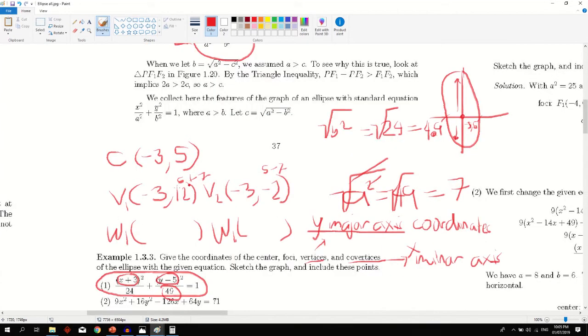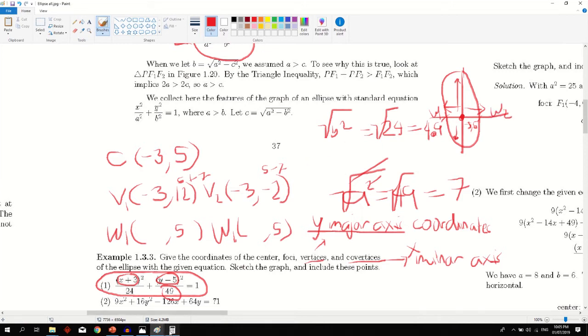Okay, so once again, this is the center. Then it will go left and it will go right. So the y will remain, because it is the major axis. Then for the x, we minus and we plus. So negative 3 minus 4. For example, this is our W1 and this is our W2.